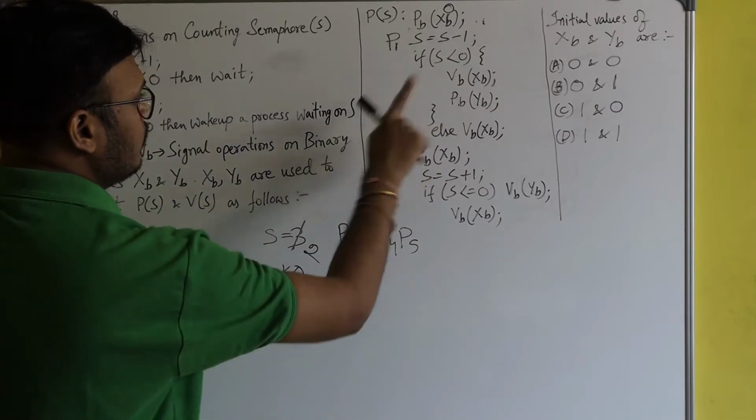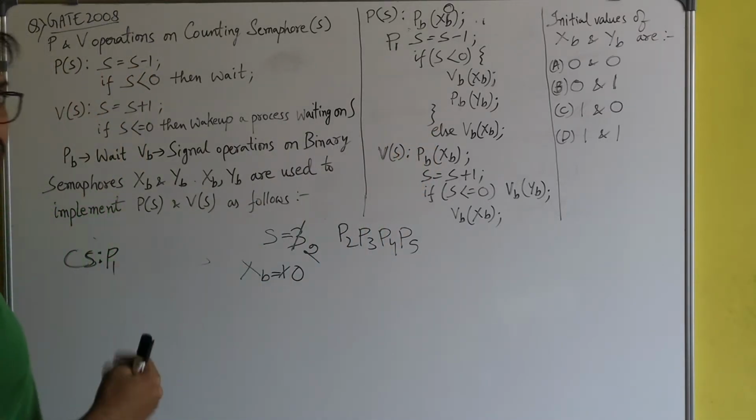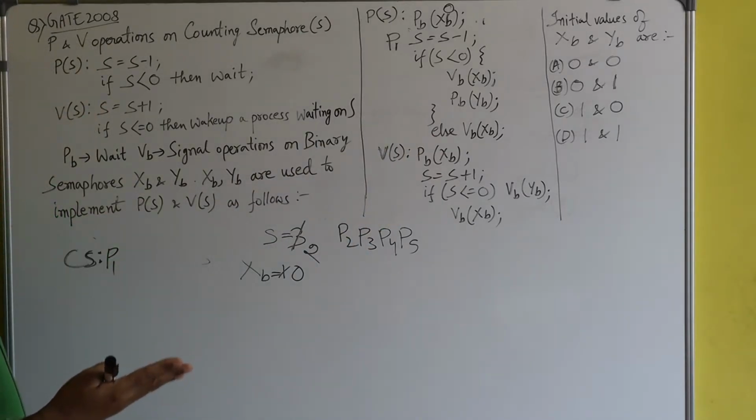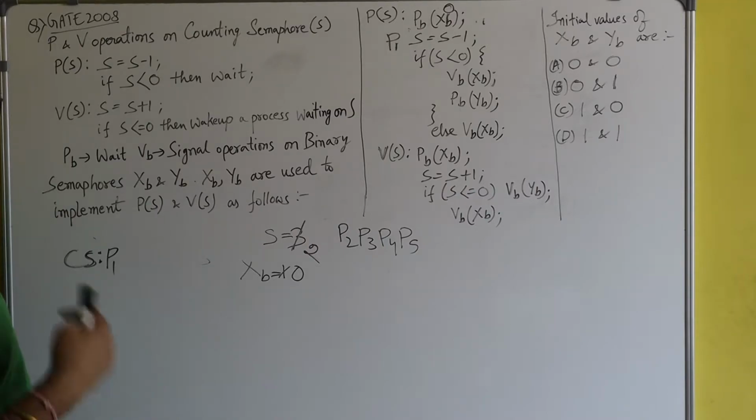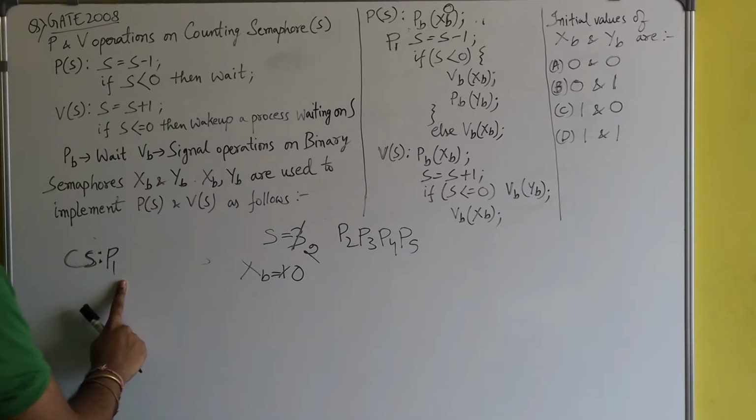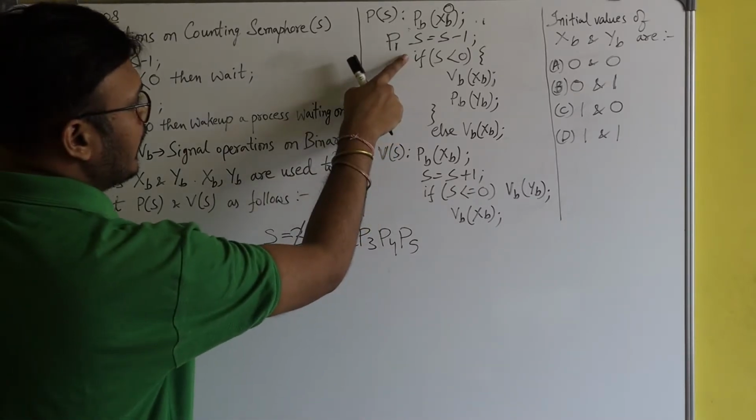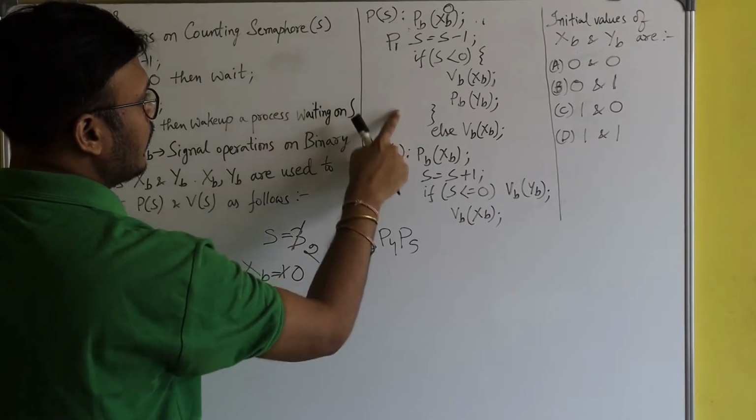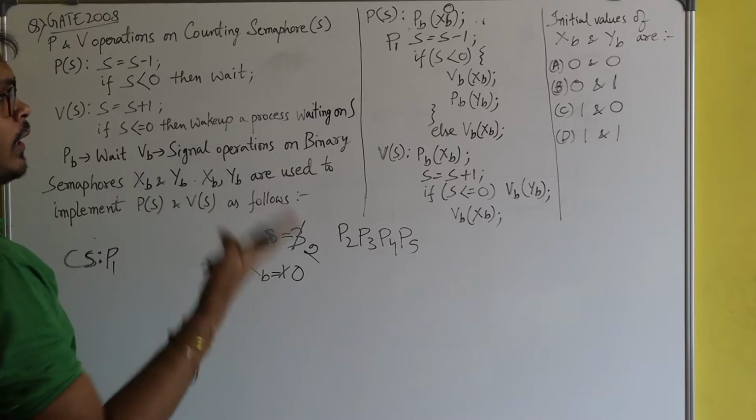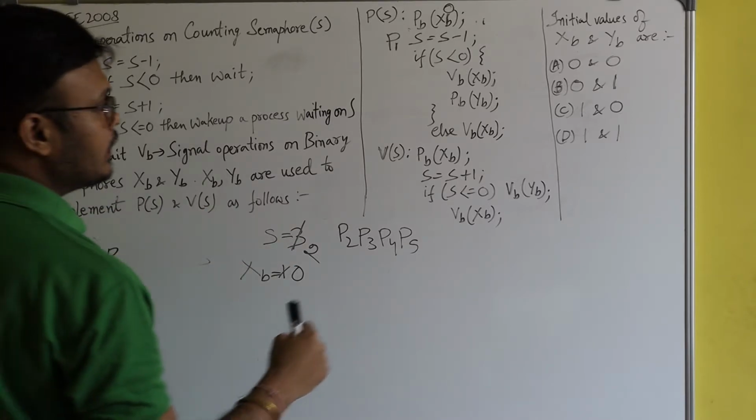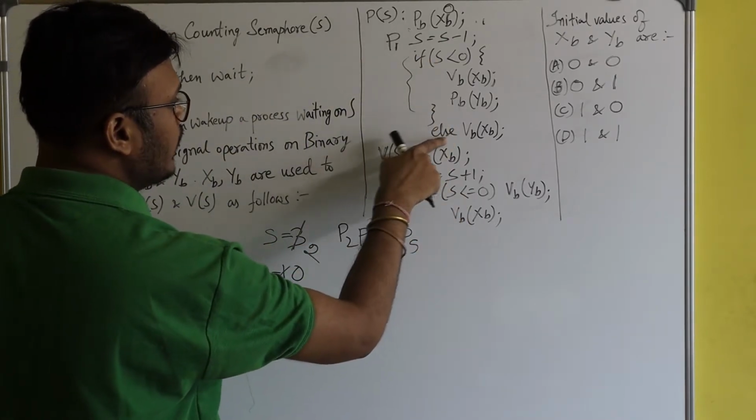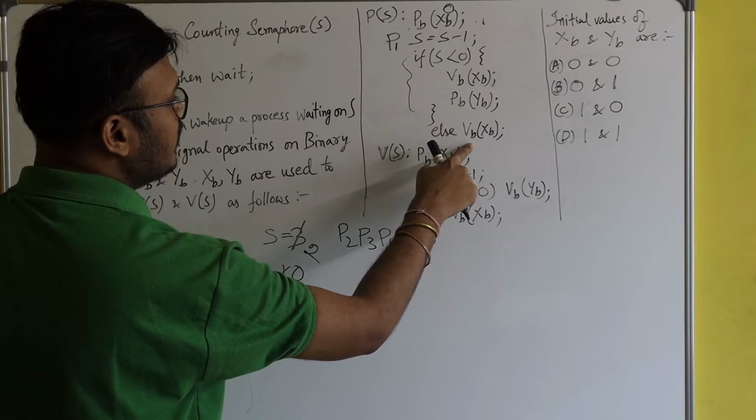So now P1 is inside the critical section, and it's a counting semaphore. S is a counting semaphore. So in case of a counting semaphore, we want more than one process to enter inside the critical section. Since P1 is already inside the critical section, and also this condition is false, that's why P1 could enter. Now other processes can also get the entry inside the critical section. Since this if condition is false, else will be executed, else V of xb.